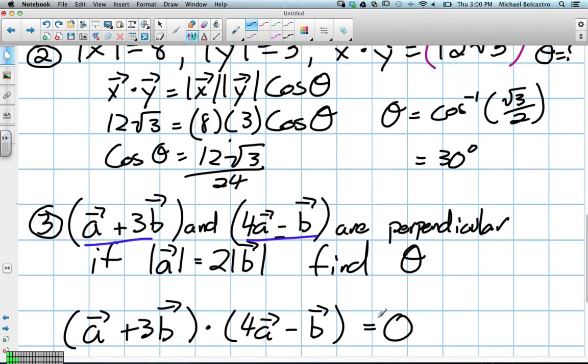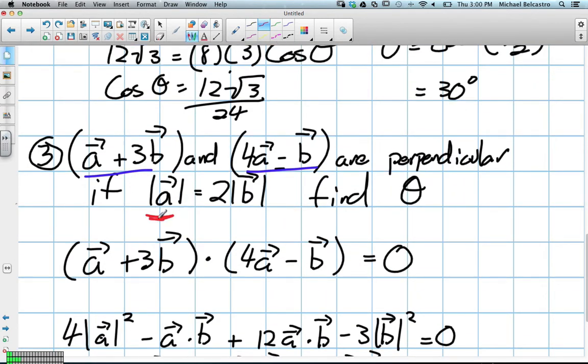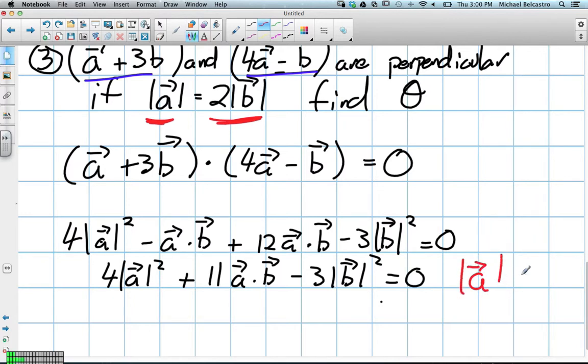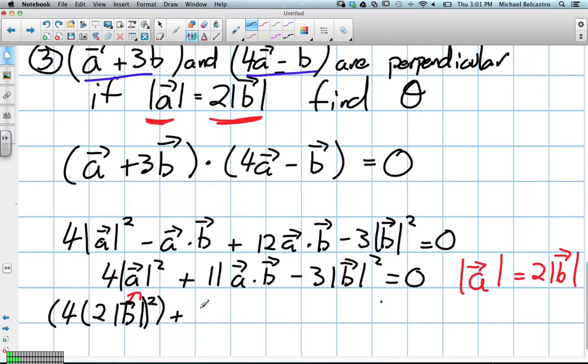The only thing is they've actually given us a bit more information. We know that the magnitude of A is equal to 2 times the magnitude of B. So I'm going to substitute A to be 2B. Okay? So this A here is now going to be turned into 4 times 2 times the magnitude of B, squared. And the A and B will be squared, but not the 4. Okay, so A and B will be squared, plus 11 A dot B, minus 3 times the magnitude of B squared equals 0.